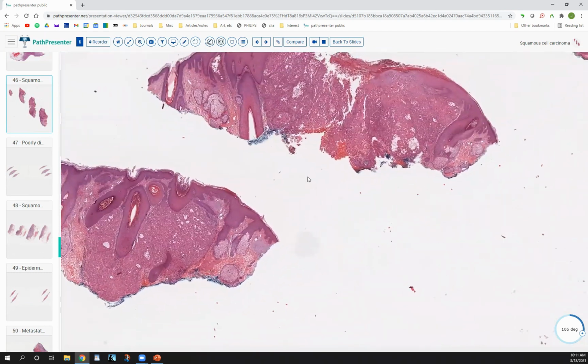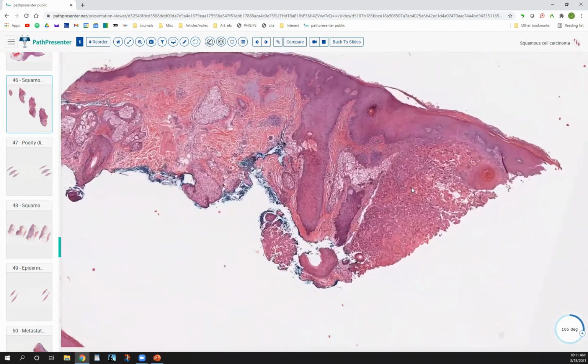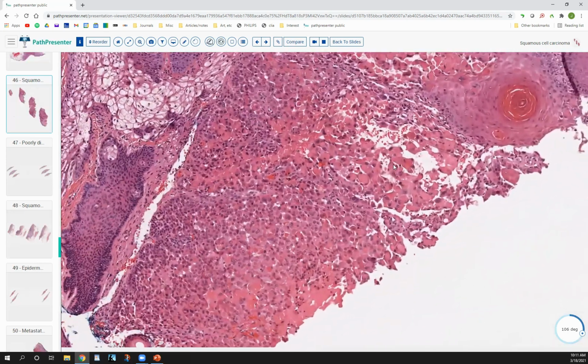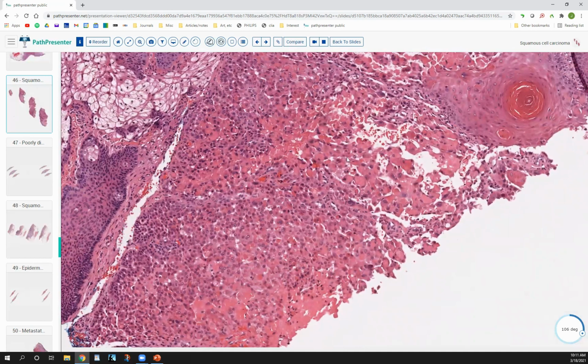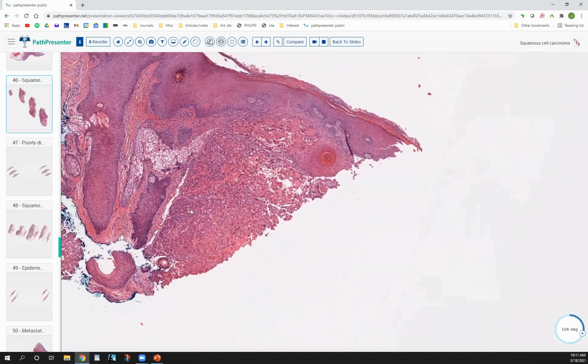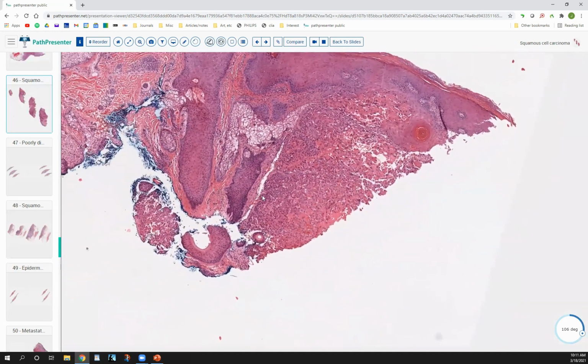So we can report it in our microscopic description, but as far as it making a difference, probably doesn't. But good to recognize at least. Don't be fooled into calling this something inflammatory. Acantholysis, you may think of it as an inflammatory pattern, but it can occur in neoplastic processes.